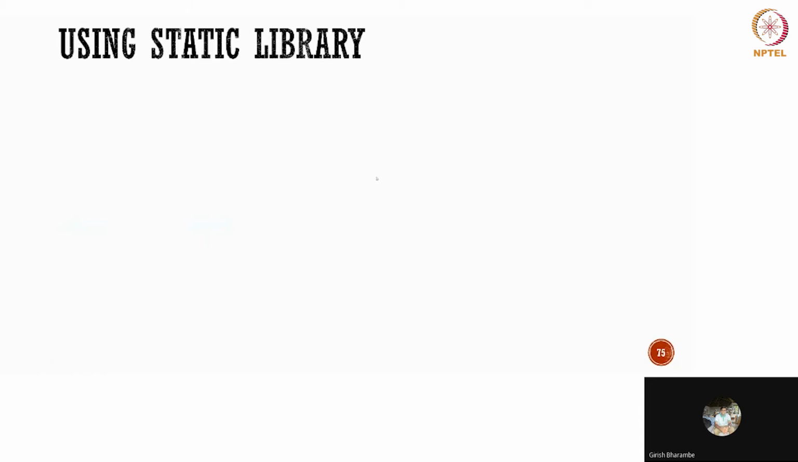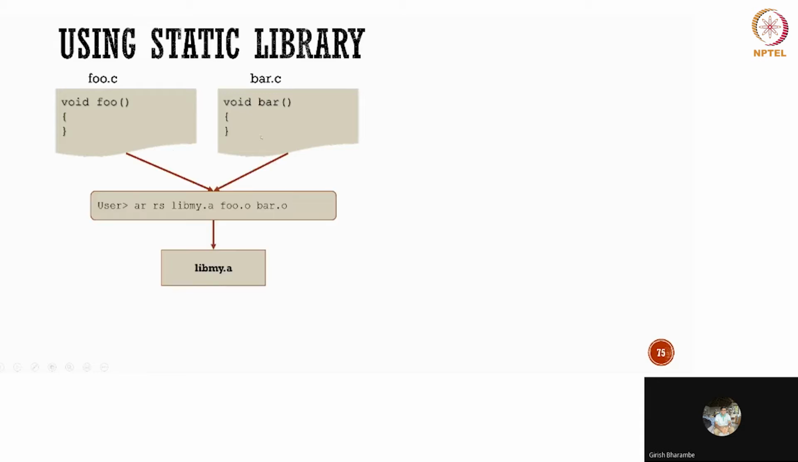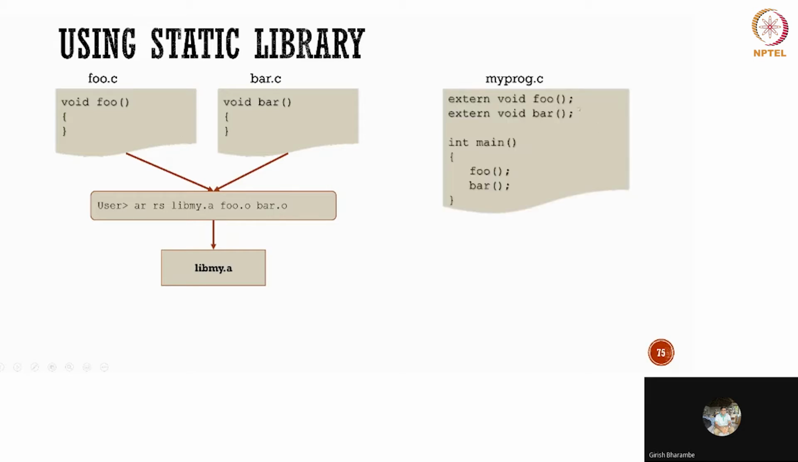Now, how do you actually use it? Let's say you have foo.c and bar.c. I have created a libmy.a, which has these two definitions, and I want to use it in my program, right?